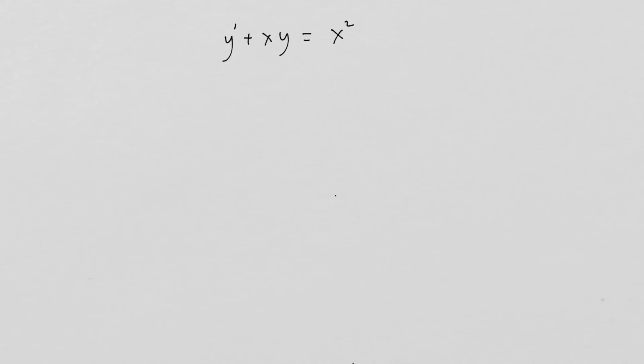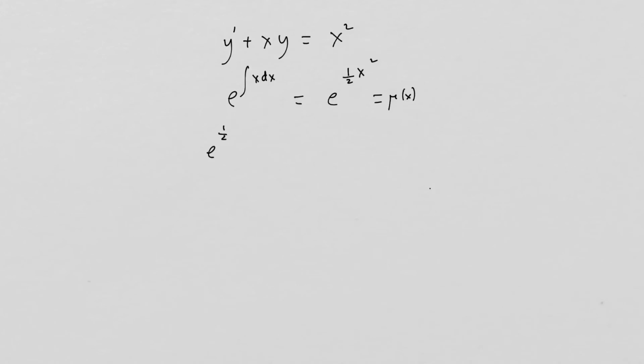So now it's a little difficult because the integrating factor is this, which happens to be e to the half x squared, right? Do you agree? So that is mu of x. So now if I multiply both sides by this, x squared, half x squared, okay?